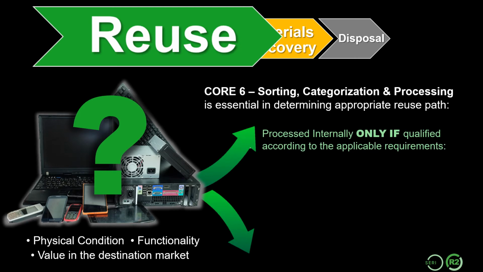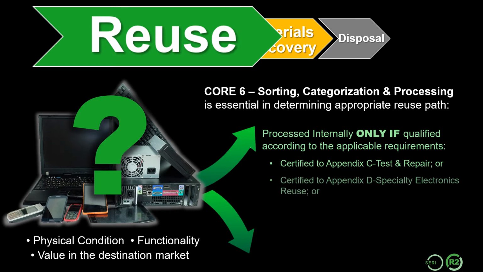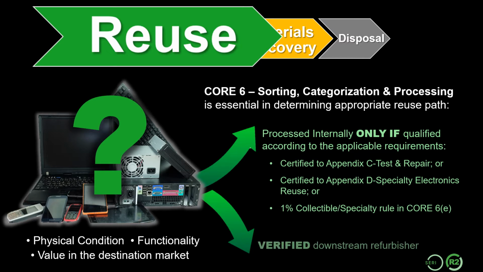Potentially reusable items can be processed internally by the facility, but only if the facility is qualified to process those items according to the applicable requirements, certified to Appendix C for test and repair, or certified to Appendix D for specialty electronics reuse, or for small amounts of specialty or collectible equipment in conformance to the 1% rule in Core 6E. If a facility does not meet the requirements to process reusable items internally, those items can be processed by a downstream refurbisher that has been verified according to the downstream recycling chain requirements in Appendix A.